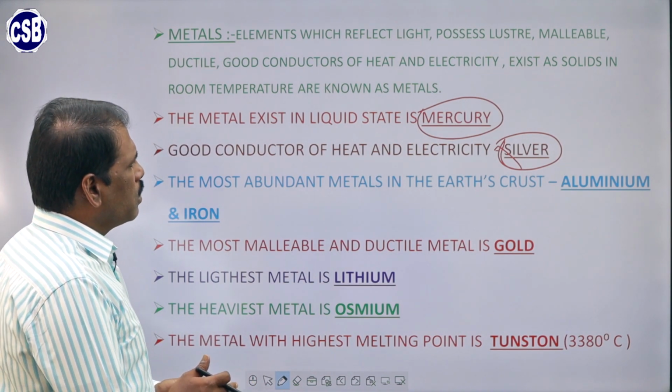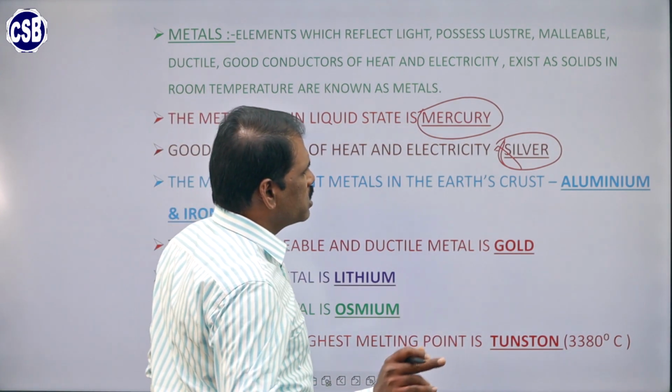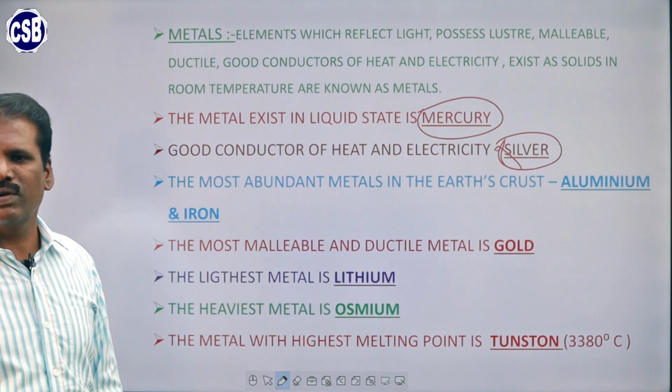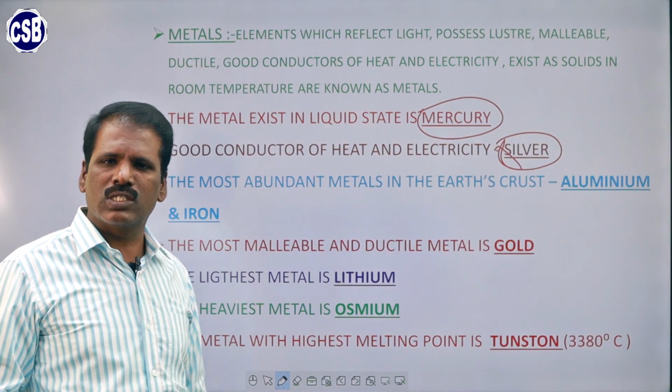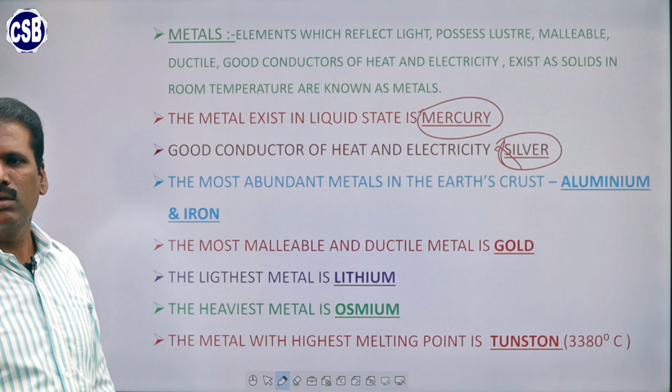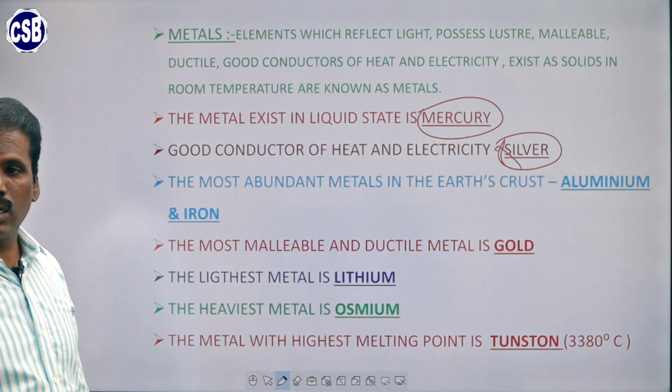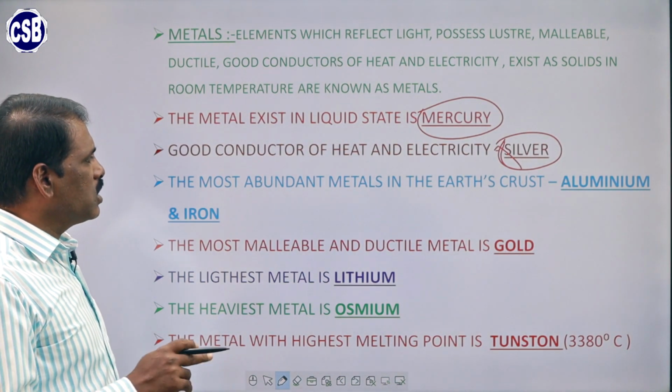So among them, the first one is oxygen. Around 47% of the earth's crust is oxygen. The second is silicon, as silicon dioxide. The third one is aluminum.